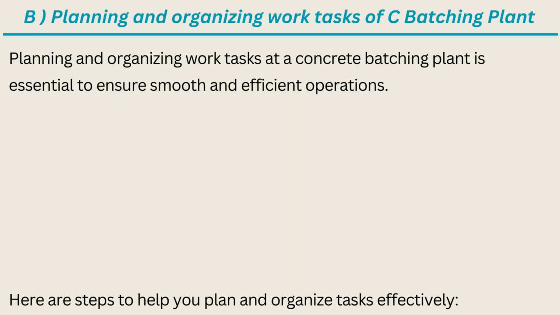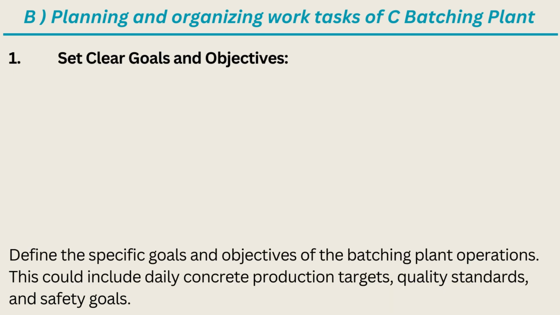B. Planning and organizing work tasks of concrete batching plant. Planning and organizing work tasks at a concrete batching plant is essential to ensure smooth and efficient operations. Here are steps to help you plan and organize tasks effectively. 1. Set clear goals and objectives. Define the specific goals and objectives of the batching plant operations. This could include daily concrete production targets, quality standards, and safety goals.